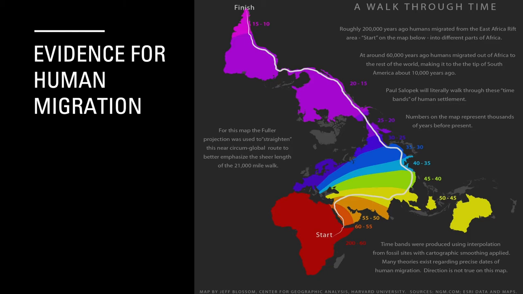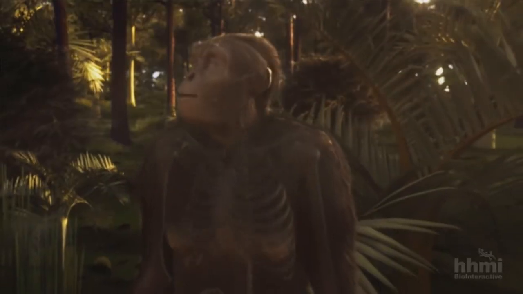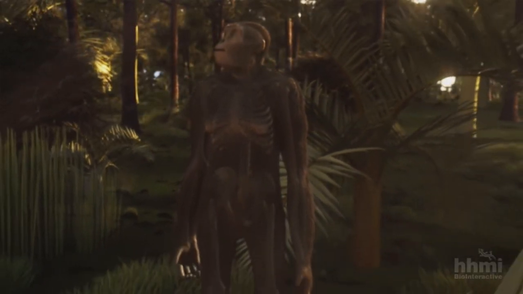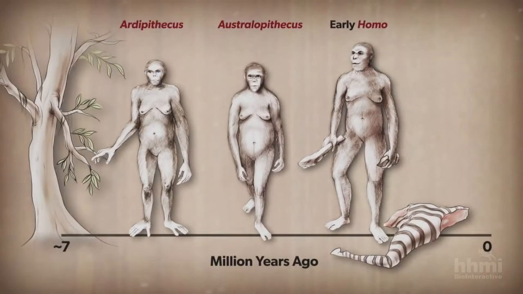And this map is actually also a fuller projection, no? It's a global route, no? It shows the 21,000 mile walk that we had. How do we really know this is the case, no? This is the migration pattern that we took, the migration route that we took.